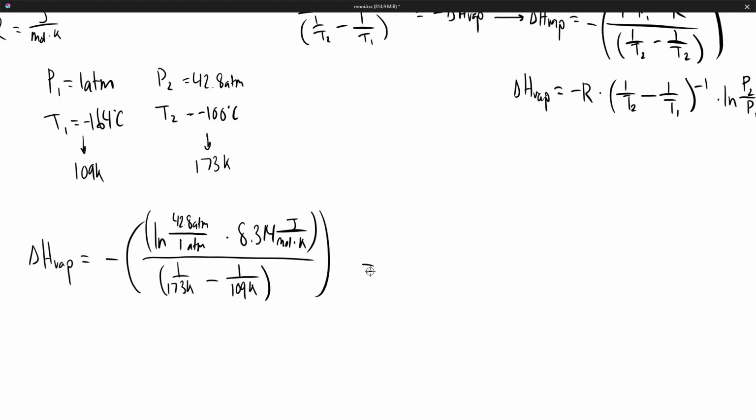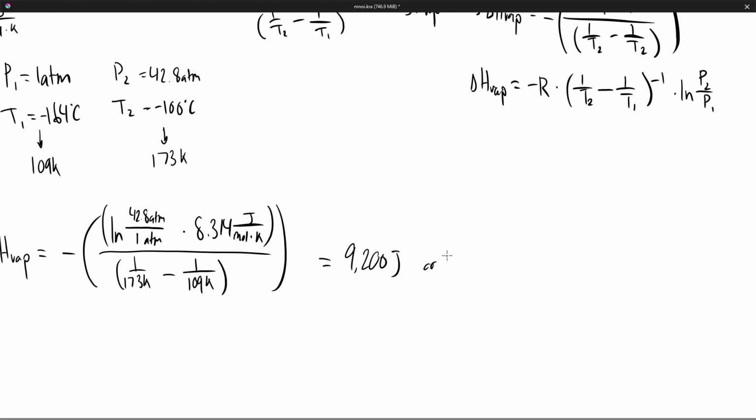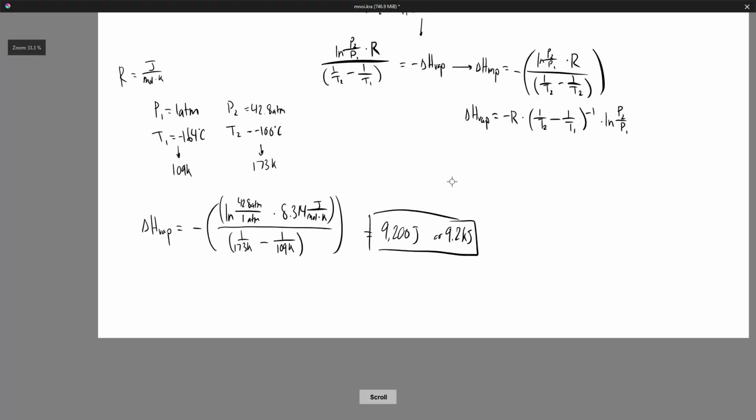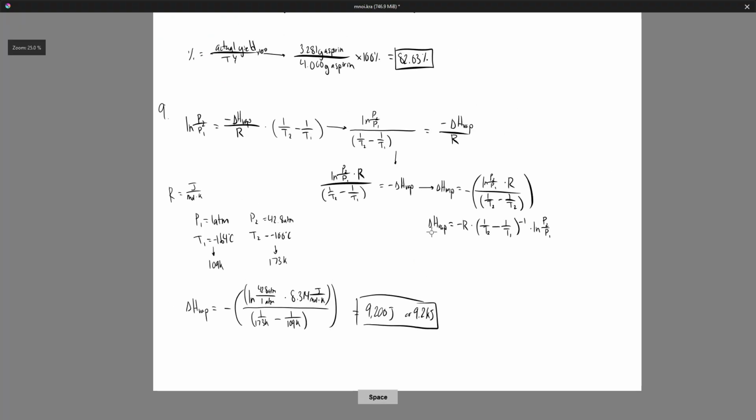So all that should give us a heat of vaporization of 9,200 joules, or 9.2 kilojoules, I mean. Whichever one, since it doesn't ask for a specific unit. But that should be it for number 9.